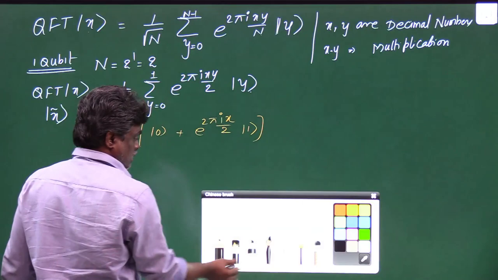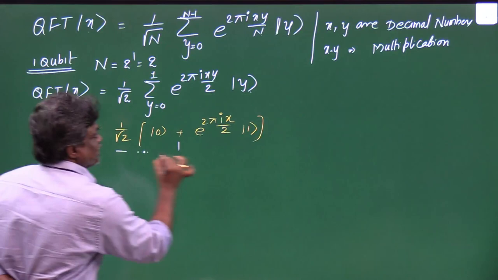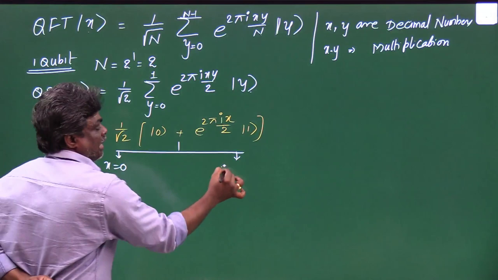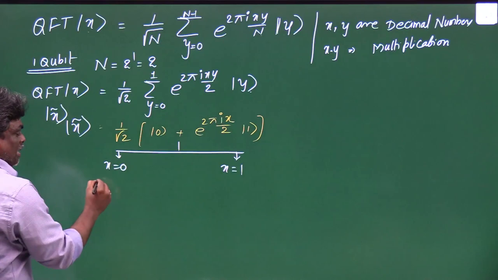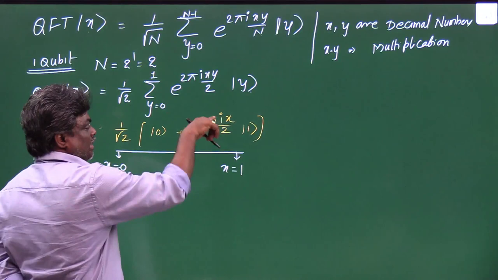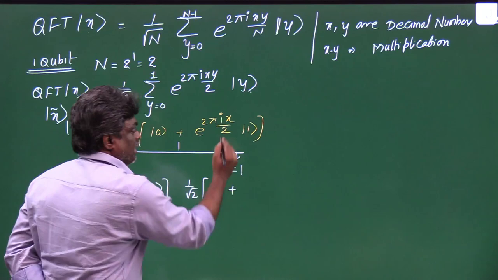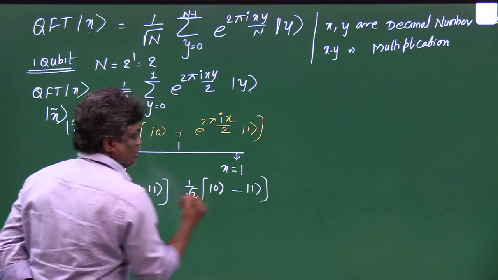So this is the quantum Fourier transform of x. But what is x? x again takes two values, either 0 or 1. If I take x equal to 0, I get 1 over root 2, 0 plus 1, since e power 0 is 1. If I take x equal to 1, I get 1 over root 2, 0 plus e raised to pi i. e raised to pi i is nothing but minus 1.